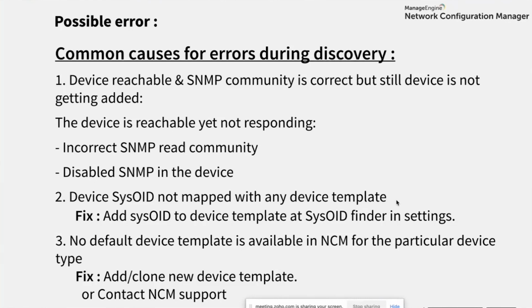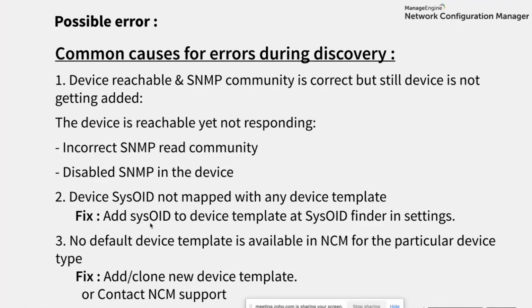Some of the errors you might encounter during the discovery process are: the device might be reachable, and the SNMP community is also correct, but the device is not getting added. It might be because SNMP might be disabled in those devices, and sometimes it can even be an incorrect SNMP read community. So, please check all those details, and you can try again.